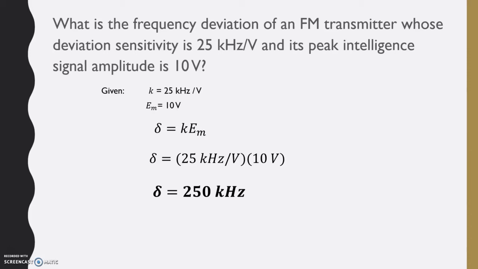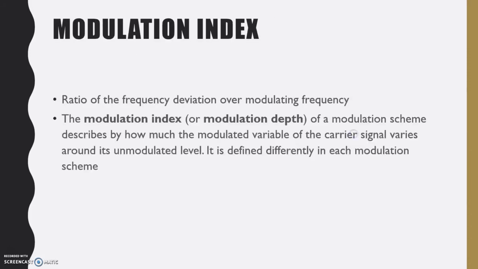Now, let's proceed to the next topic. Modulation index. Modulation index is the ratio of the frequency deviation over modulating frequency. The modulation index or modulation depth of a modulation scheme describes how much the modulated variable of the carrier signal varies around its unmodulated level. It is defined differently in each modulation scheme.